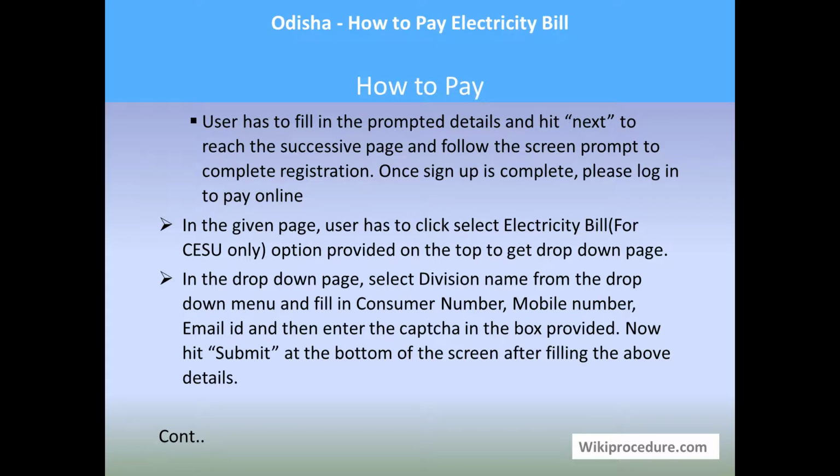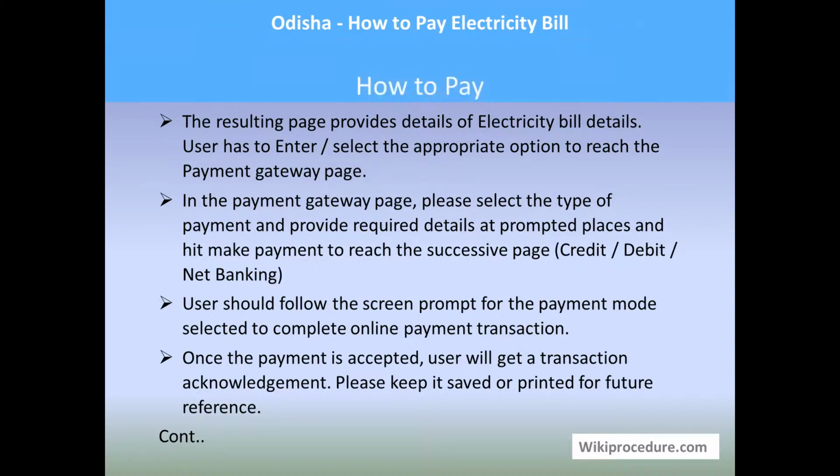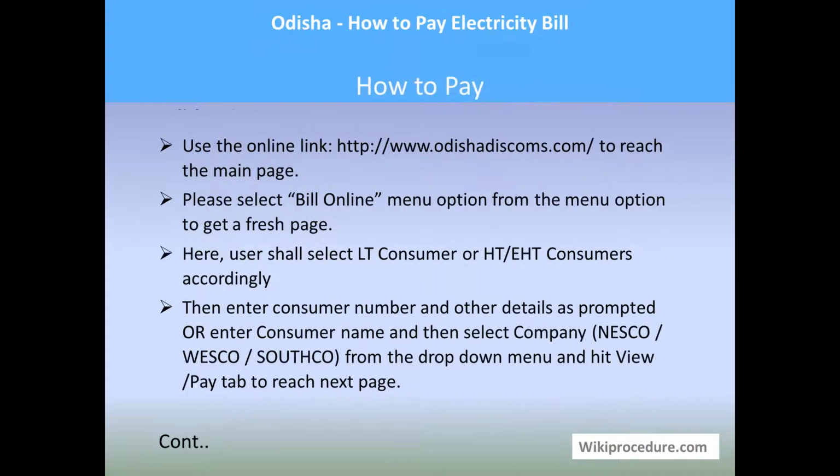Consumer has to enter the consumer number, mobile number, email ID at the respective places, and select the appropriate options which are prompted, and hit the respective button to reach the payment gateway page, and select the respective payment gateway option as applicable, and pay the respective fees through online. Once you complete the payment, you will get an acknowledgement for the transaction. Keep it safe for future reference.